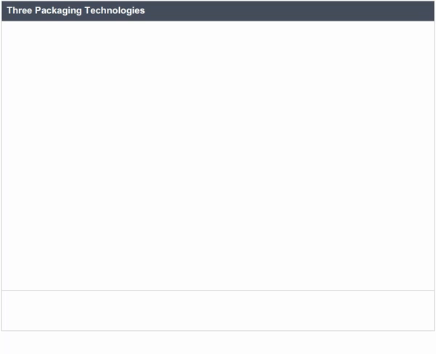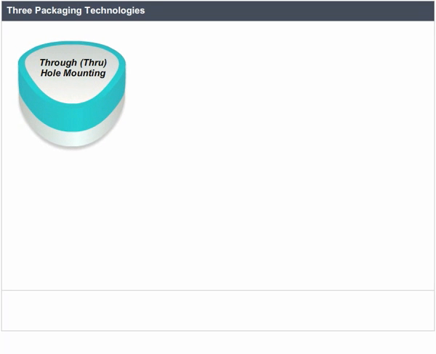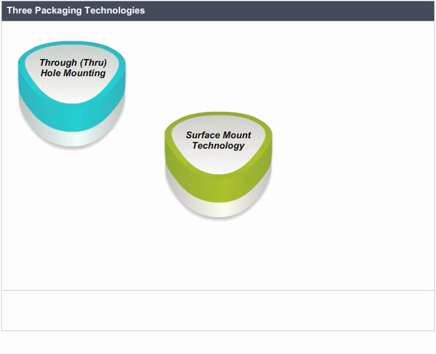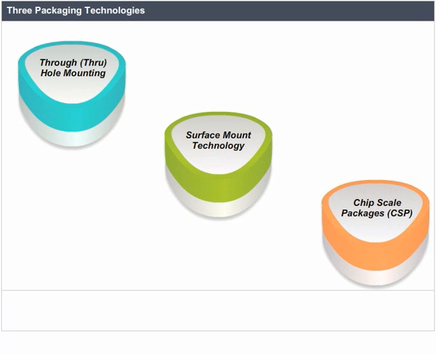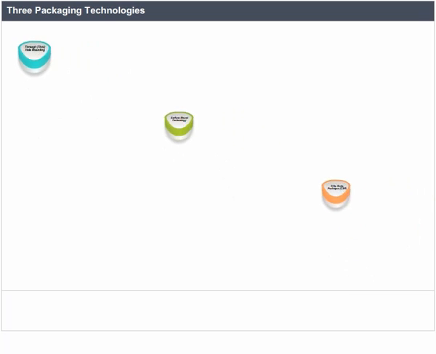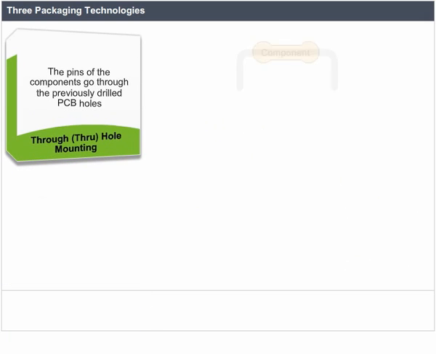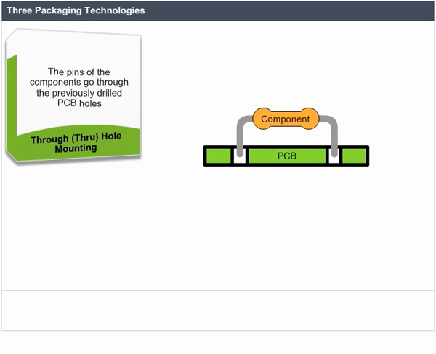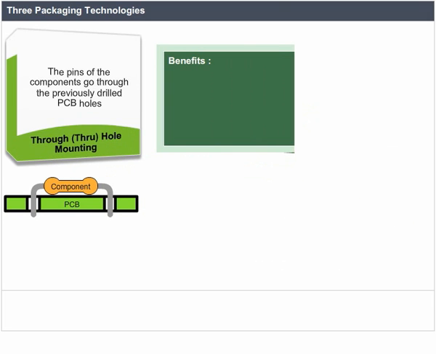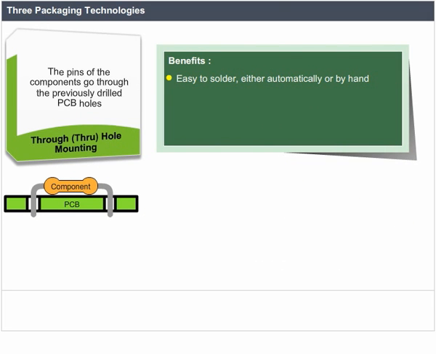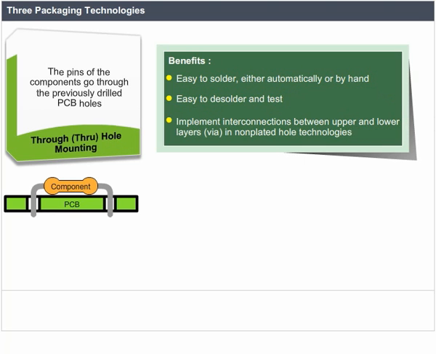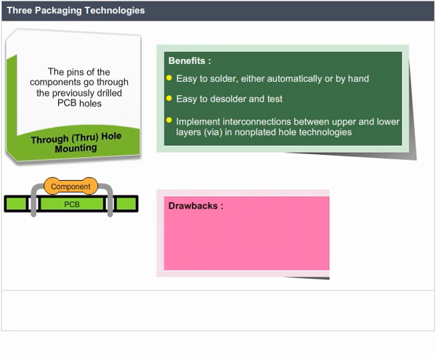Three packaging technologies: through-hole mounting, surface mount technology, and chip scale packages, CSP. Through-hole mounting. The pins of the components go through the previously drilled PCB holes. Benefits. Easy to solder, either automatically or by hand. Easy to desolder and test. Implements interconnections between upper and lower layers via non-plated hole technologies.